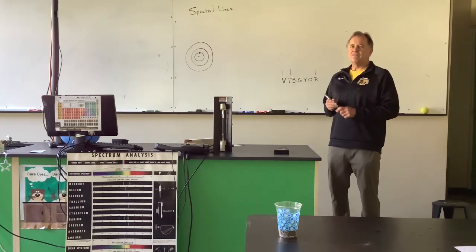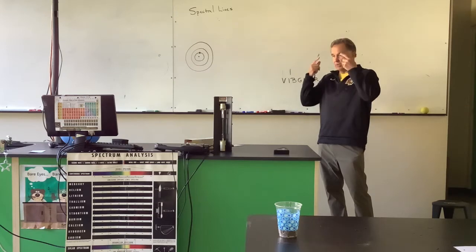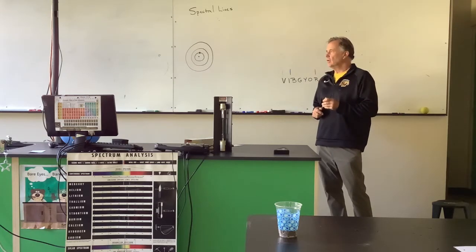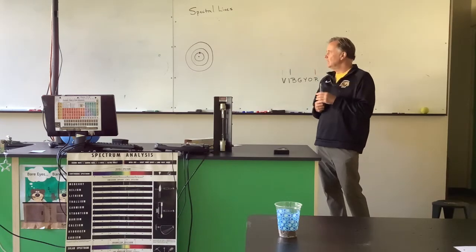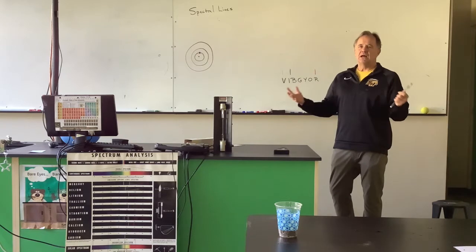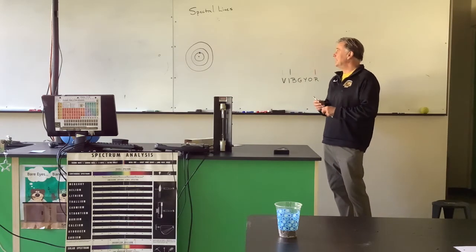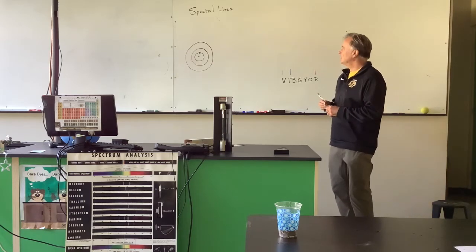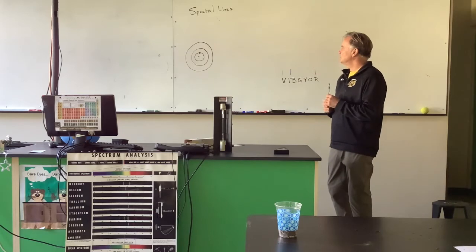Humans are very visual creatures. We take in most of the information we learn through our eyes. Other animals use the sense of smell or hearing more, but we use our eyes a lot. Same with science. We pick up a lot of our information with light and other forms of electromagnetic radiation. Today I want to talk a little bit about spectrum and spectral lines.